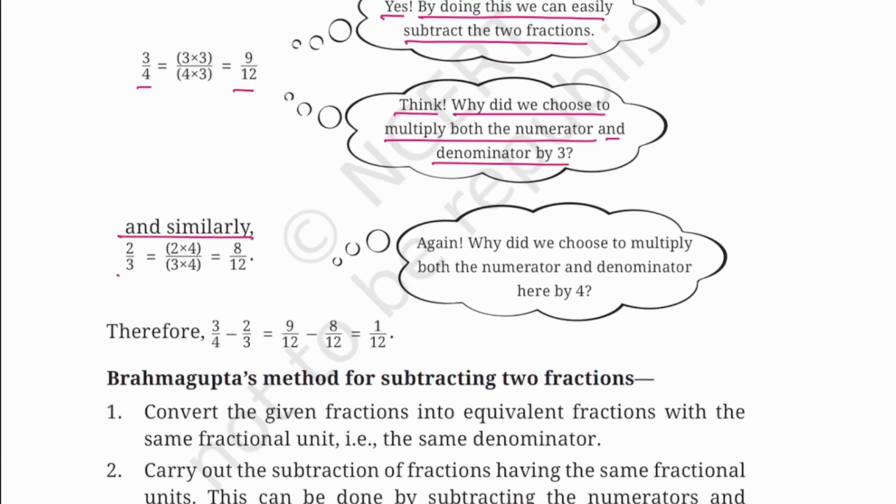And similarly, 2 upon 3 can be written as 8 upon 12. Again, why did we choose to multiply both the numerator and denominator here by 4? Therefore, 3 upon 4 minus 2 upon 3 is equal to 9 upon 12 minus 8 upon 12, which is equal to 1 upon 12.